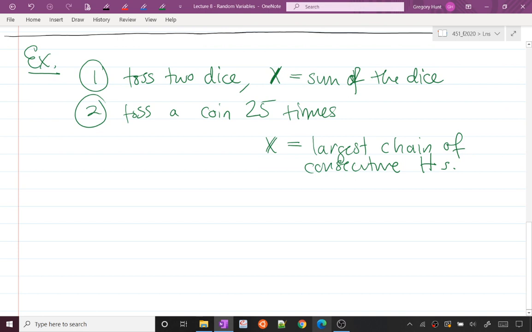That's a random variable. It's a somewhat complicated random variable, but it is nonetheless a random variable. It's a numeric summary of outcomes that I could observe.